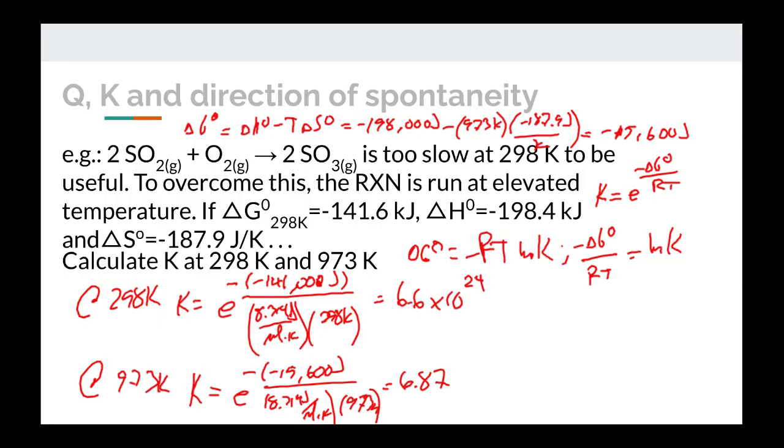So if you tried to use this as a practical strategy, you would probably have to continually remove product to cause a reaction to do a Le Chatelier shift to the right to be practical.